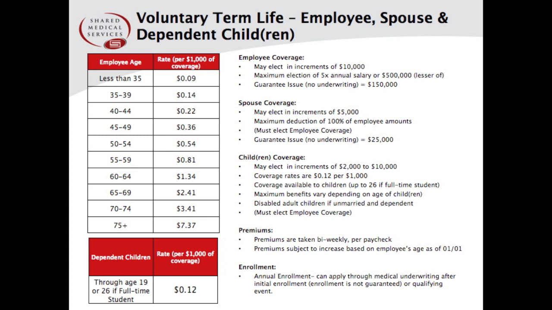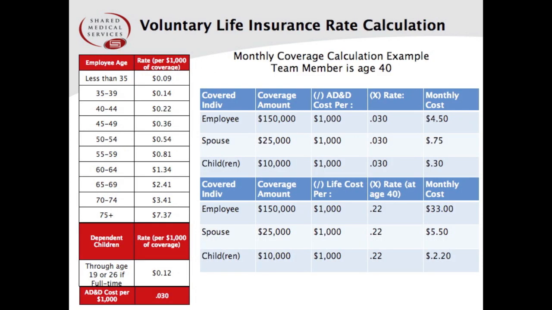If voluntary life insurance is not elected within your first 30 days of hire, an evidence of insurability form must be submitted for all new enrollees, even if electing under the guarantee issue amount. Again, here are the age band amounts and an example of a team member who is hired at age 40. For your convenience, ADP does this calculation for you when you elect your benefits.